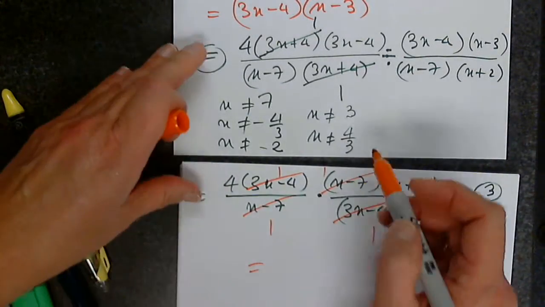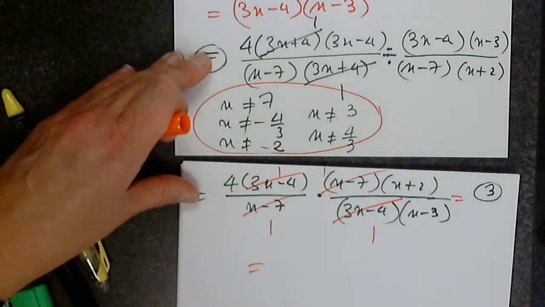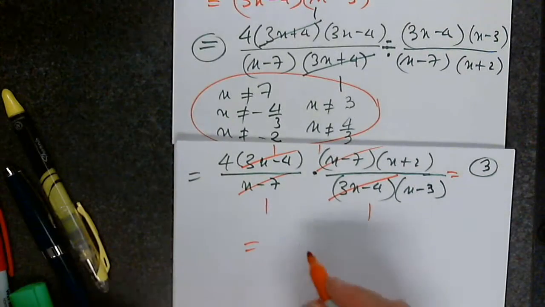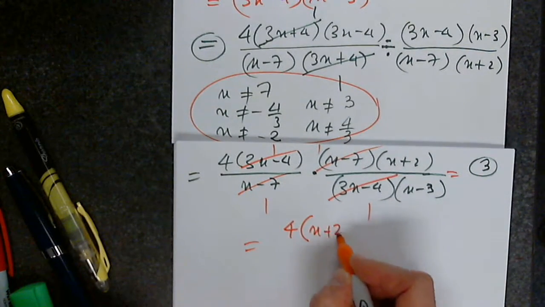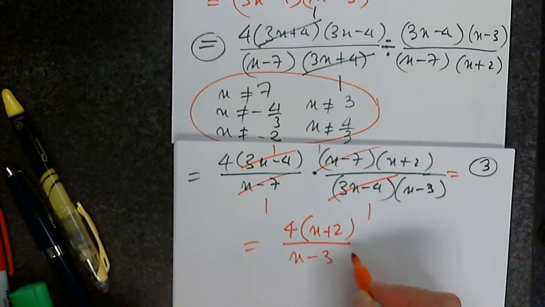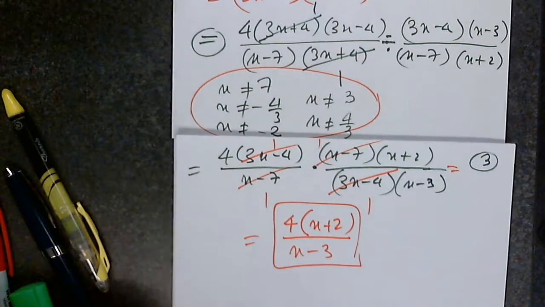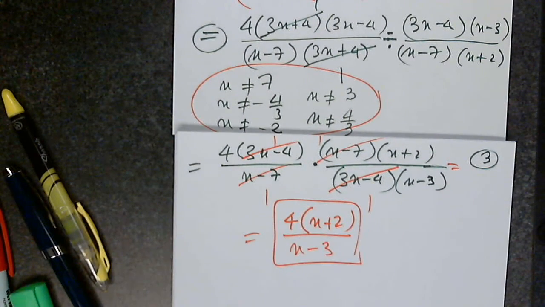And the simplified form, assuming all these restrictions are fulfilled, is 4 quantity n plus 2 over n minus 3. It's a lot of work. It's not very difficult, but it's tedious. Are you allowed to distribute? I won't, but I'm allowed to. Sure, I can write 4n plus 8.